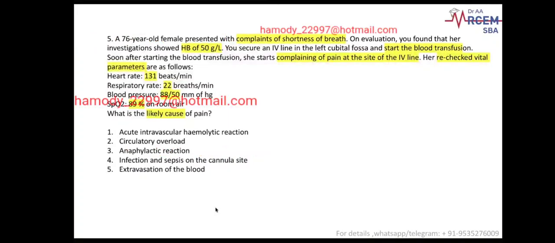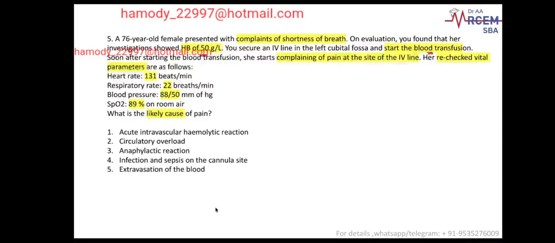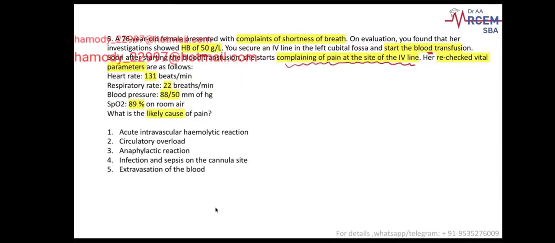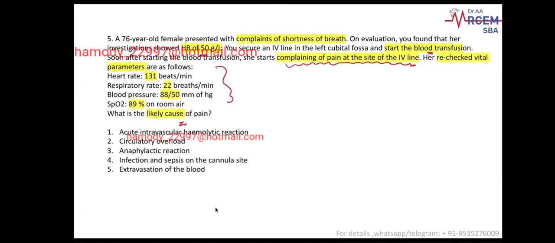Complaints of shortness of breath, hemoglobin is on the lower side. You started a blood transfusion because hemoglobin is on the lower side. She started immediately complaining of pain at the IV site. Vital parameters are deranged. What are you thinking about?